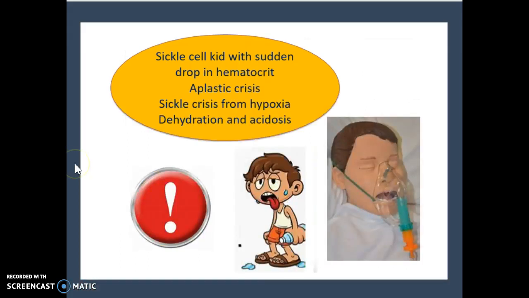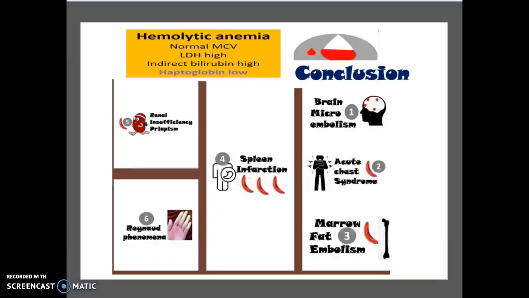Something that is very important to remember is that when sickle cell affects kids, and the child has a sudden drop in hematocrit, it is called an aplastic crisis. Now, sickle crisis from hypoxia will lead to dehydration and acidosis. So this is an emergency and it needs to be solved very quickly.